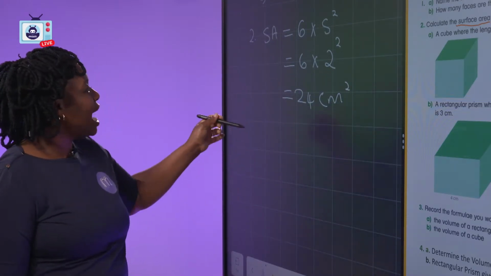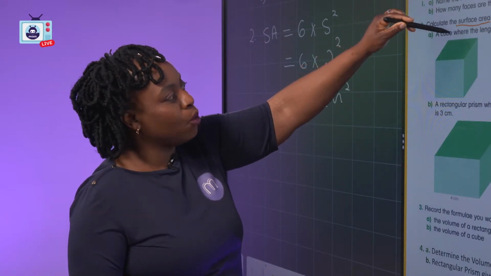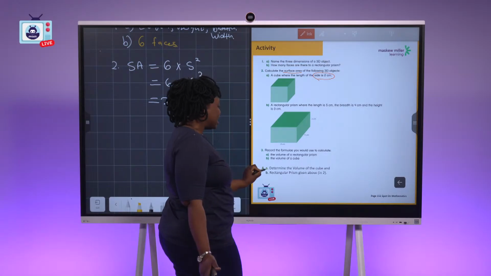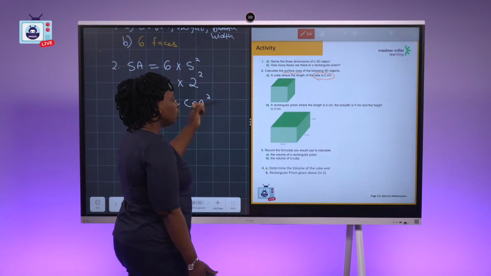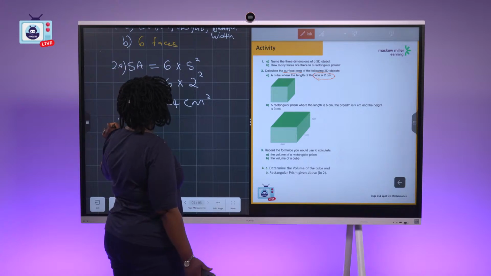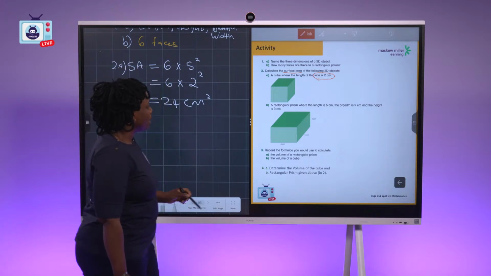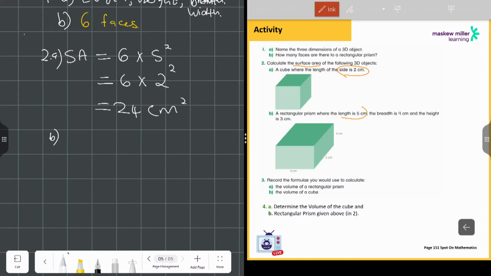To cut the time shorter, if you see there in number 2, the question was saying calculate the surface area. We went and added calculating the volume, if you check at the bottom on number 4. So you can respond to those two together in parallel. But let's see how far we can go. In number B, what was that? They said a rectangular prism where the length is 5. So we are still calculating the surface area, but we have the length of 5, the breadth, which is 4 centimeters, and the height, which is 3 centimeters.